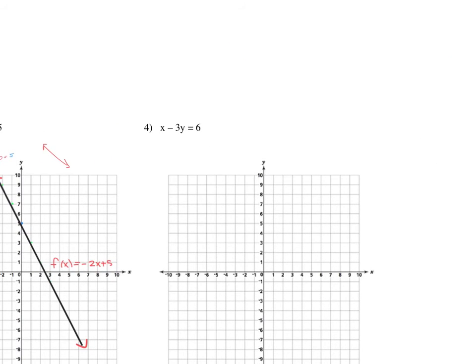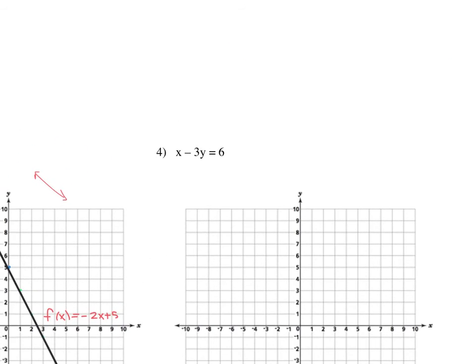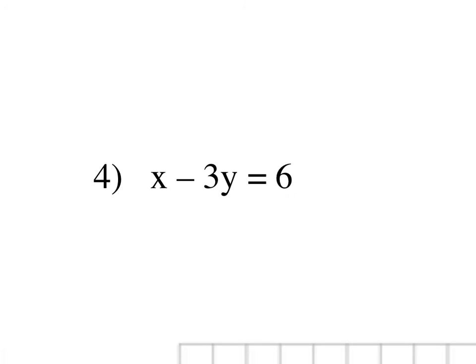Last but not least, we have standard form. Standard form is going to be a little more tricky. I have x minus 3y equals 6. I don't know what my slope is. But here's the issue: I have a 1x, so make sure you remember that it's a 1x. You want to get it into y equals mx plus b form, so you want to solve for y.